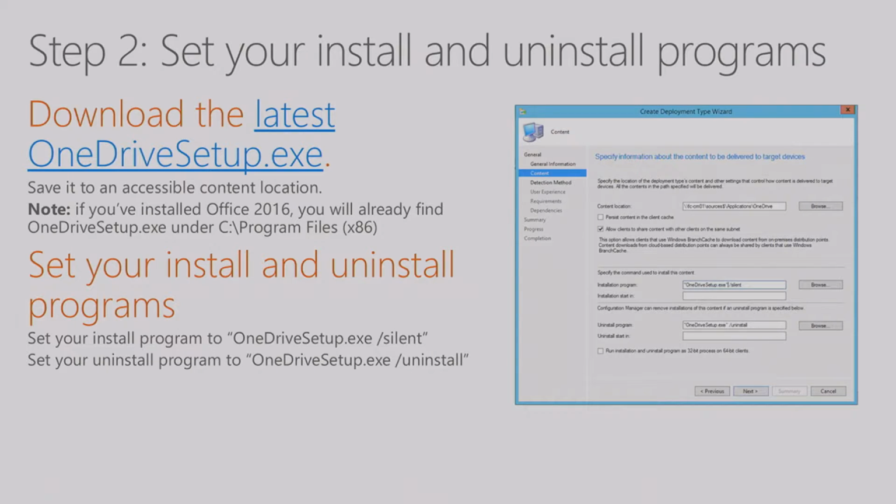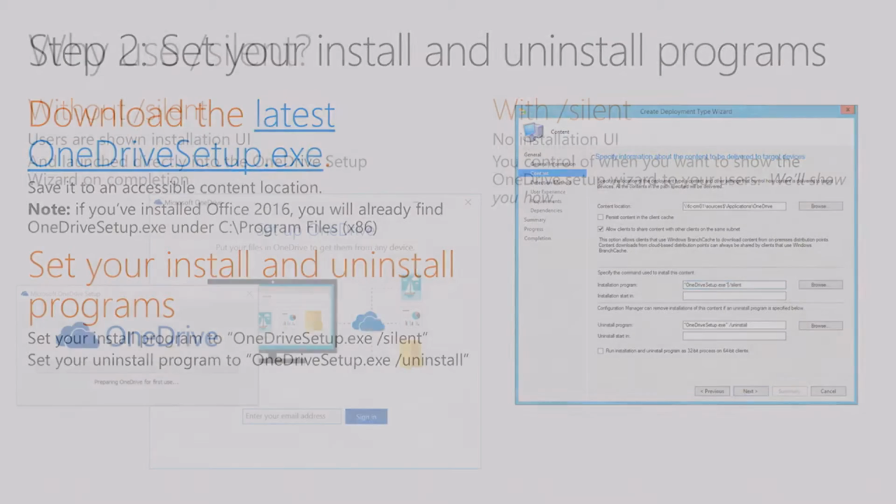So that makes your job a little easier. You're going to set your install and uninstall programs. And the command line parameters for install and uninstall are pretty simple. We use a /silent install, and we use /uninstall for uninstall. So let me actually walk into some more details about why we use this /silent.